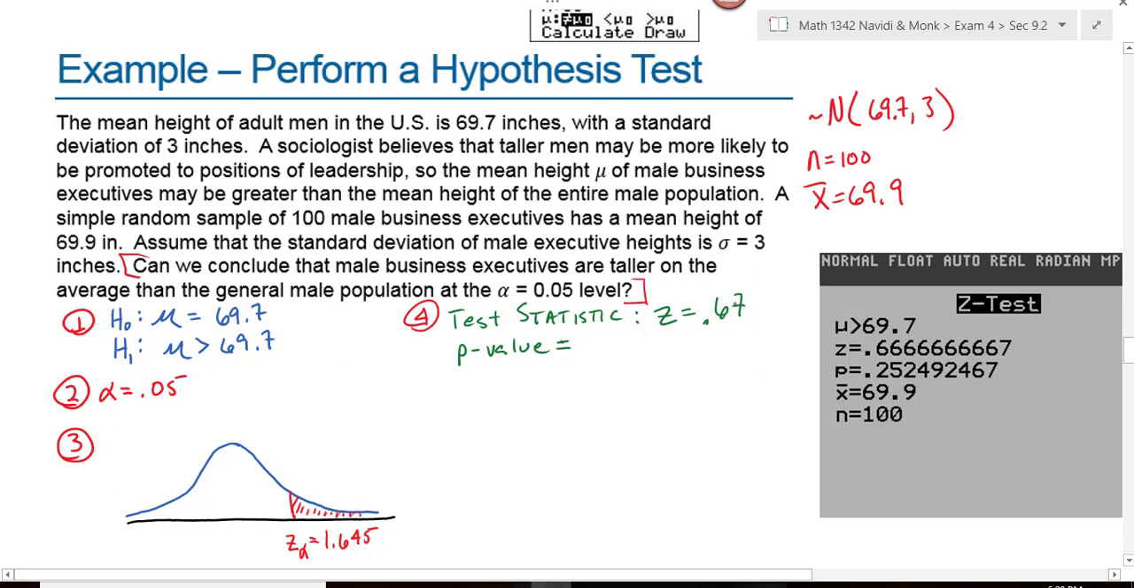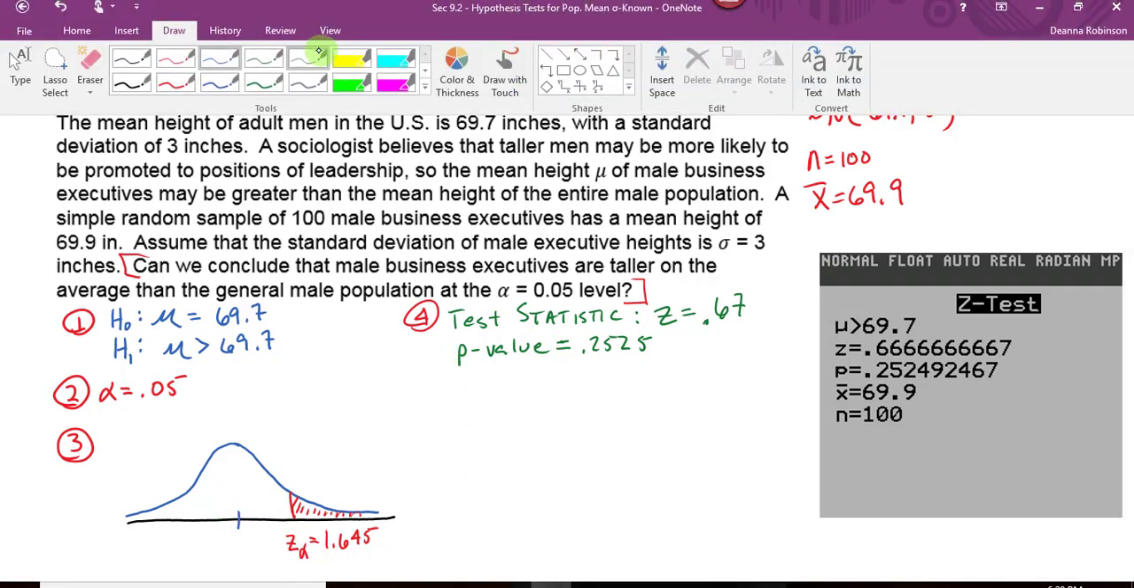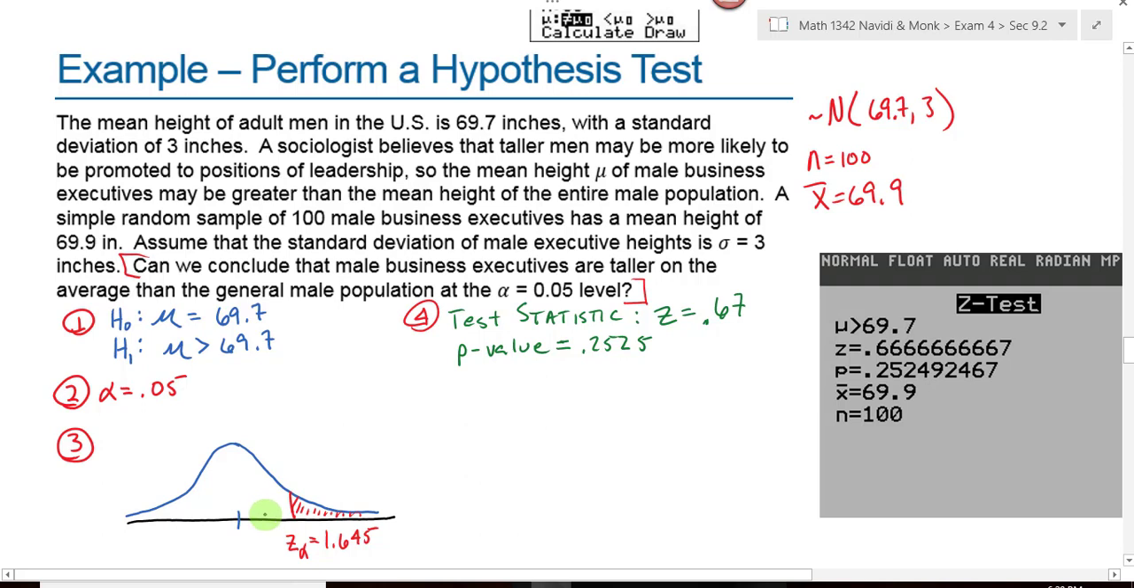And what is my p-value going to be? 0.25. Typically p-values are rounded to 4 decimal places, so we'll call that 0.2525. On this graph, remember, zero's in the middle. My test statistic is 0.65. That's not quite 1. My test statistic is right here, 0.66. My p-value is this area off to the right, and that's a quarter of my graph.